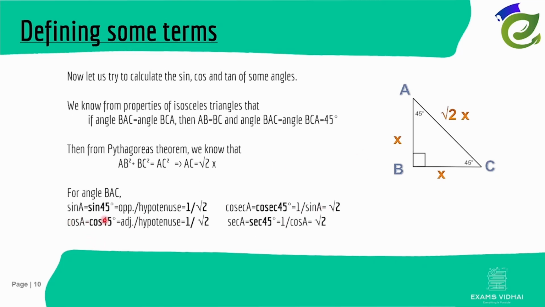The same you can do for cosine, AB by AC, which is 1 by root 2. And secant, C then S, so it should be root 2. And tangent is opposite over adjacent, TOA. So 1 by 1, which is just 1, and cot is the reciprocal, cotangent, 1 by tan, which is 1.